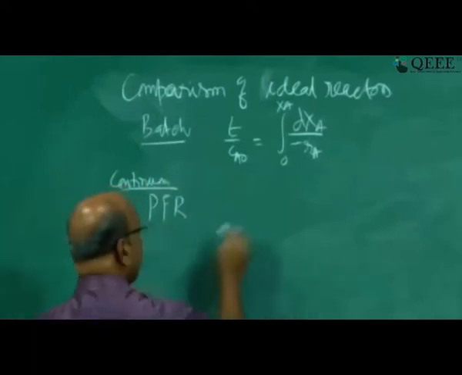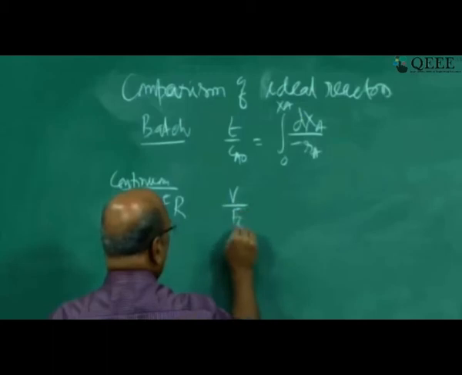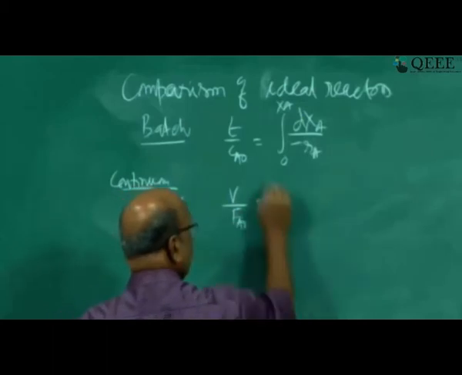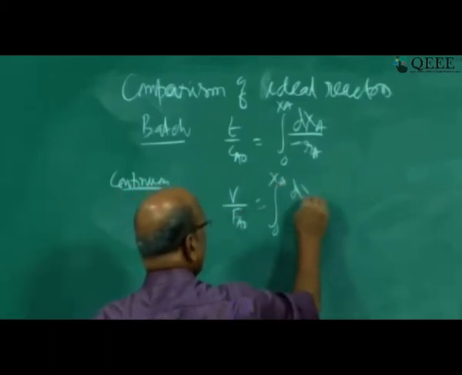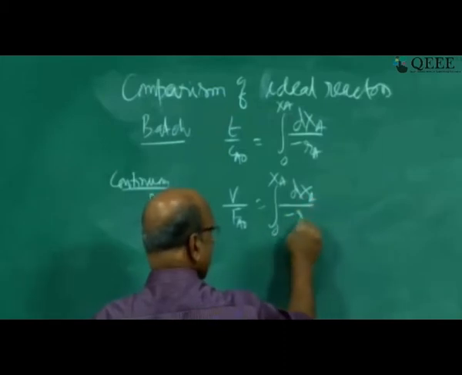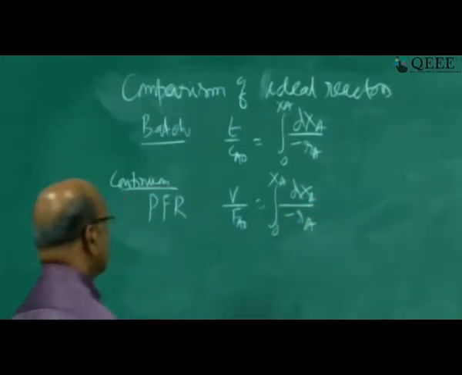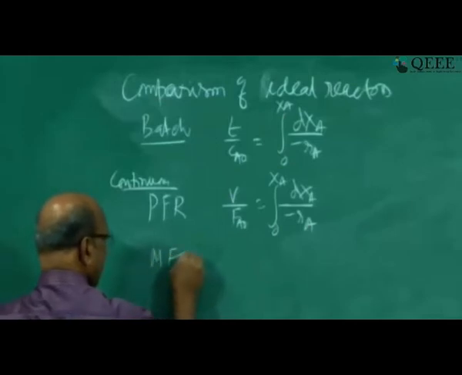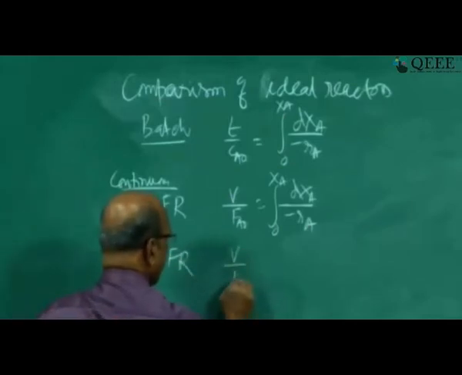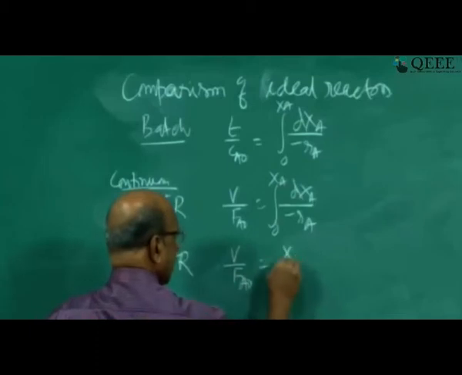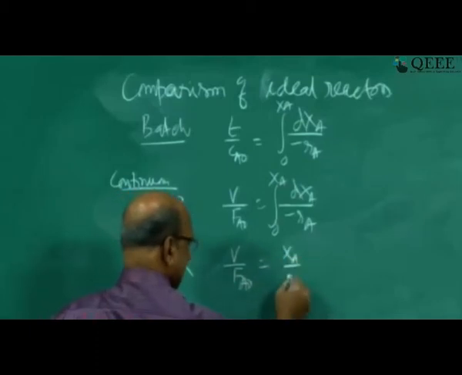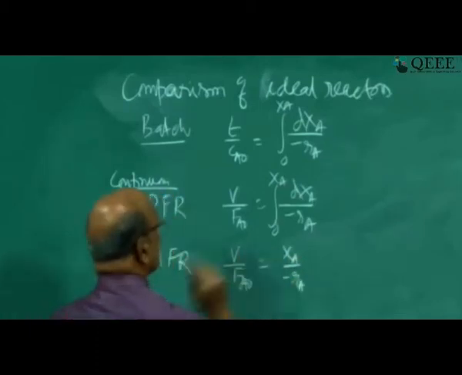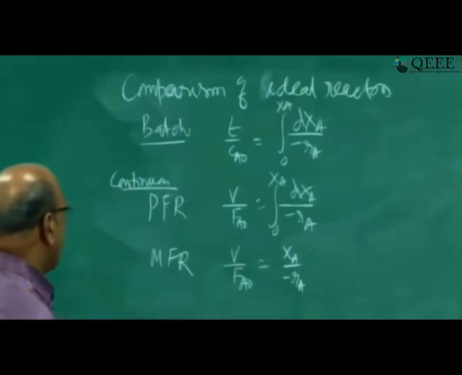Continuous. For PFR, it is V by FA naught equal to integral from 0 to XA of dXA by minus RA. And for MFR, it is V by FA naught equal to XA or XAF by minus RA. These are the 3 equations we have.